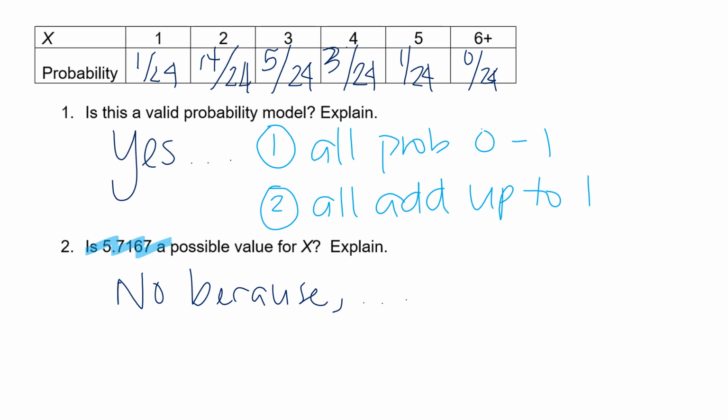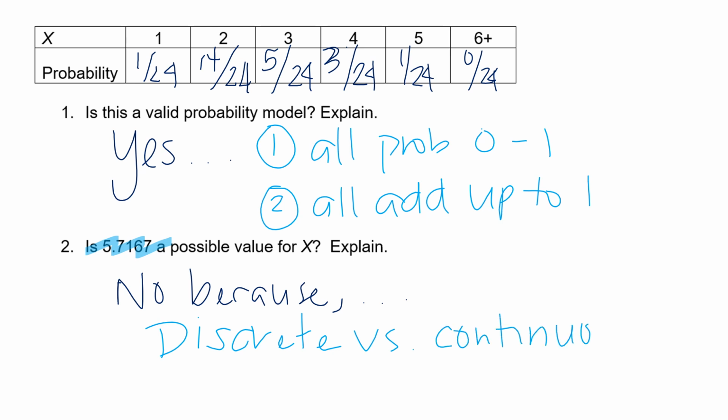So you would want to say no because this variable here is considered a discrete variable versus a variable that's continuous. A continuous variable would be something like height or weight or time, something that can be decimals or values that are in between, versus discrete, which has to be set whole numbers.